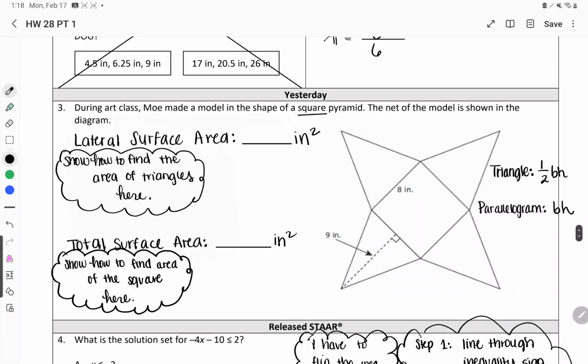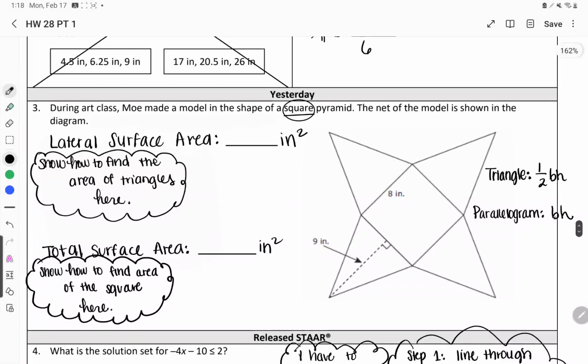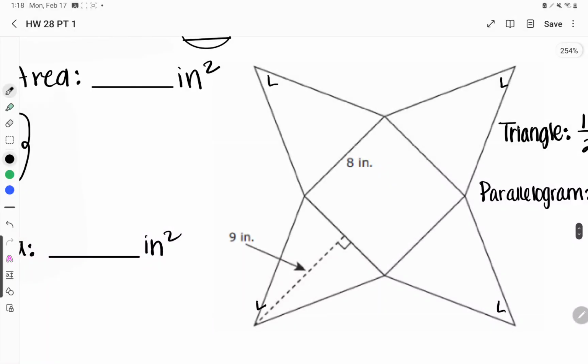All right, the next one says, during art class, Mo made a model in the shape of a square pyramid. The net of the model is shown in the diagram. Okay, so first thing, it tells us that we need to find lateral surface area and total surface area. So which shapes are our laterals? Our triangles are our laterals. So for lateral surface area, I just need to go through and I just need to find the area of those laterals.